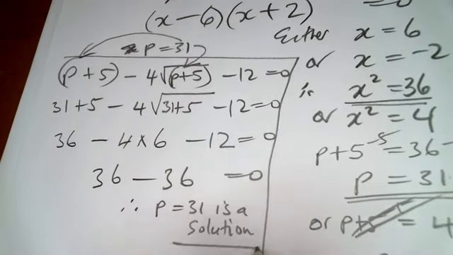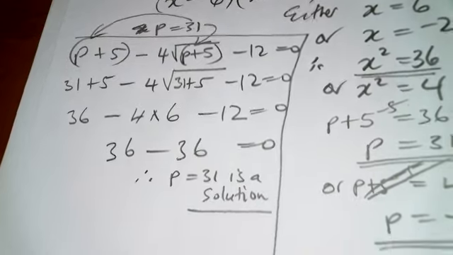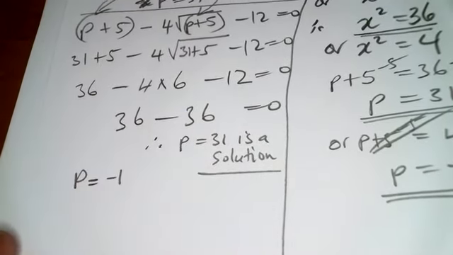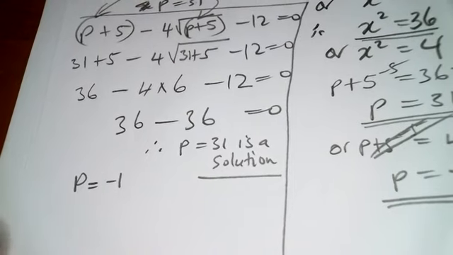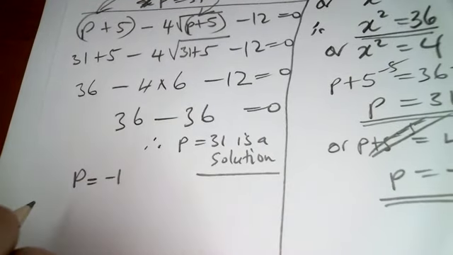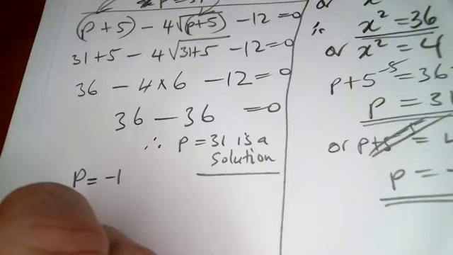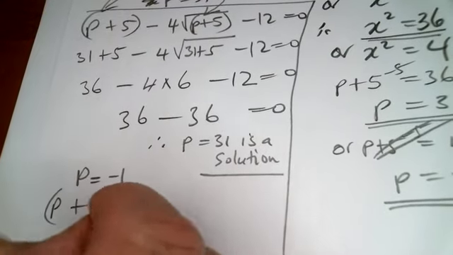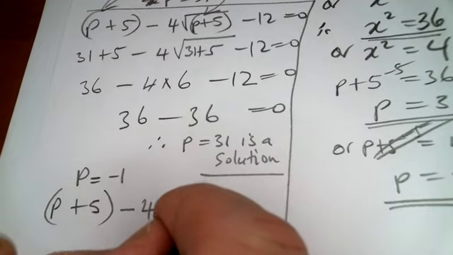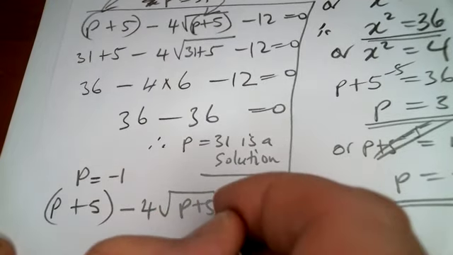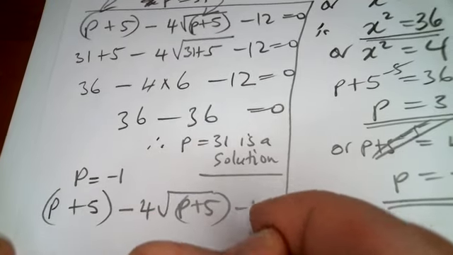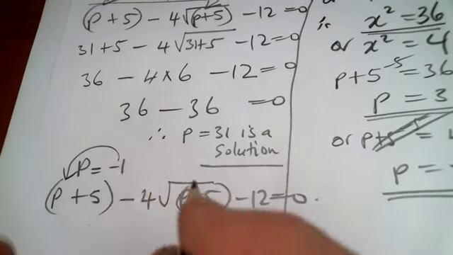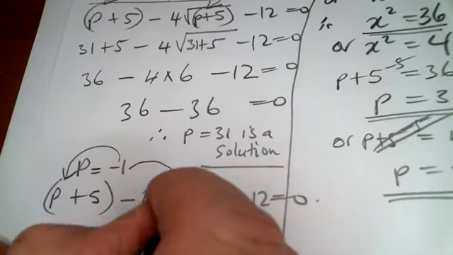Okay, great. Let's see if we can find whether the other thing is a solution. So I've got p equals negative 1. Let's put that into the equation. Sorry if you can hear dogs barking in the background. So p plus 5 minus 4 times root p plus 5, brackets, minus 12 is equal to 0. All right, so let's put the negative 1 into here. Let's put the negative 1 into here.